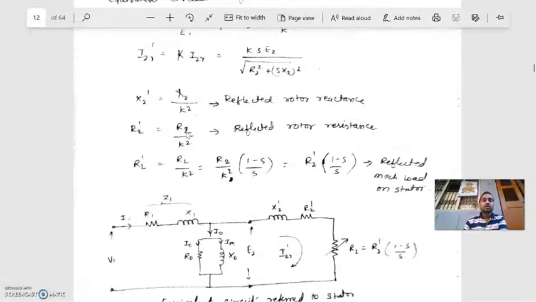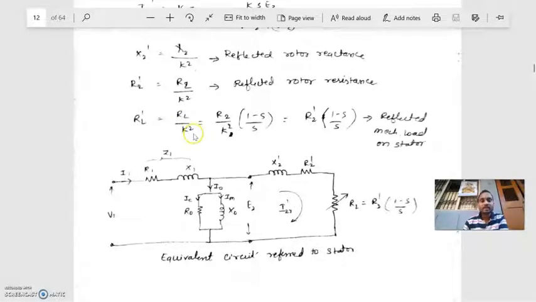Now RL by K square is written as RL, and we know that RL is equal to R2 into (1 minus S) by S, divided by K square. From this, R2 by K square is written as R2 dash. This R2 dash is multiplied by (1 minus S) by S, and this is called the reflected mechanical load on the stator side.